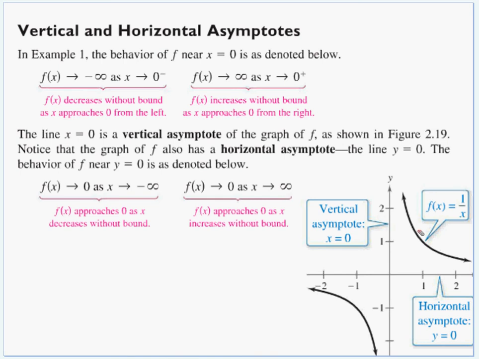Now here's where the book brings in that notation. They sort of reverse it from the way I did, but that's fine. In example 1, as we get near 0, here we have f of x is approaching negative infinity as x approaches 0 from the left. And the other side, f of x is approaching positive infinity as x approaches 0 from the right. So this line, x is 0, is a vertical asymptote of the graph, as shown here in the figure. Notice that the graph also has a horizontal asymptote that is the x-axis.